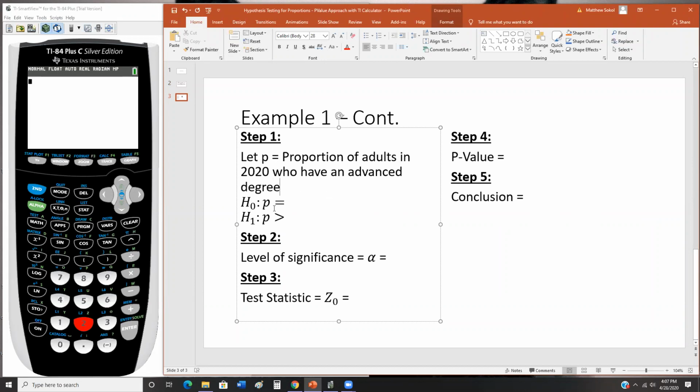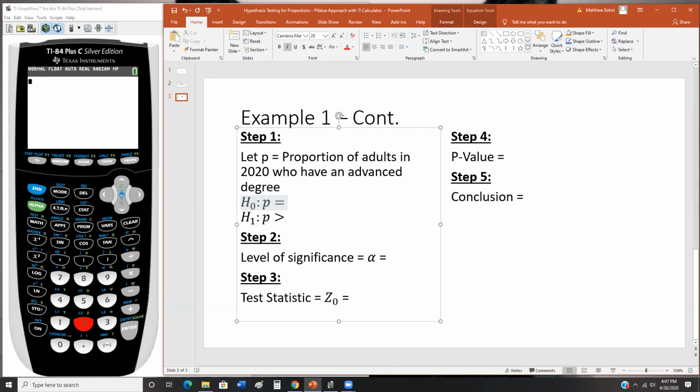All right, and everybody correctly said it was a right-tailed test. So my null hypothesis is going to be P is equal to something, and my alternative hypothesis is going to be, wait a second, no way, P has to be greater than something. So what do we assume it's going to be equal to to start with? What's our base assumption here?